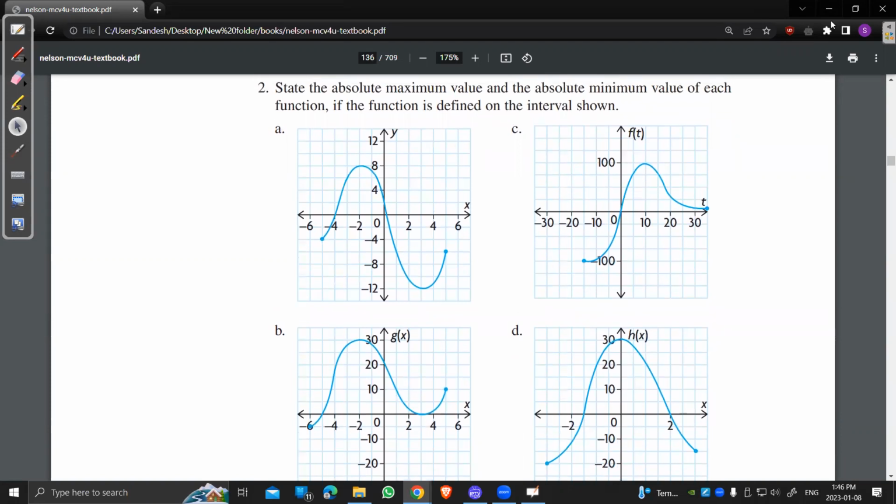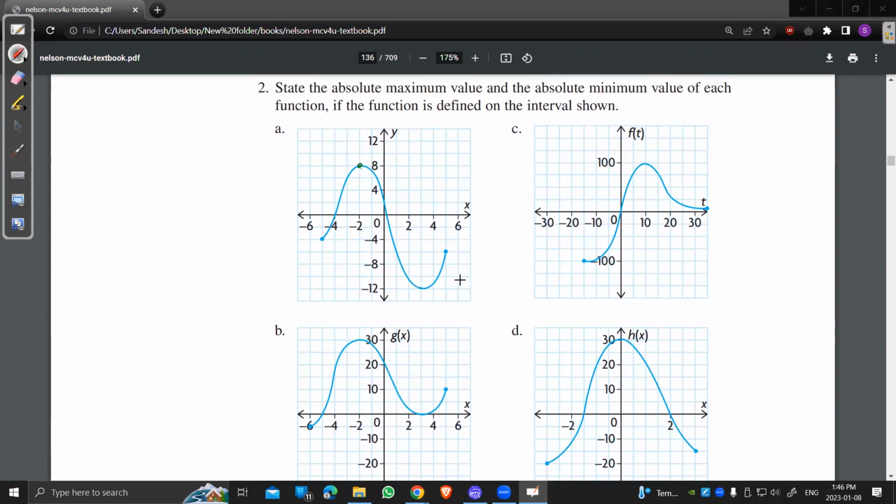These ones are pretty simple, right? There's a max here, there's a min here. There's a max here, min looks like it's here. There's a max here. Is that the min? No, there's a number below that. If you look over here, this number, -1, is less than 0 for the y. So this is actually not the min. This is something that you call the local minimum.